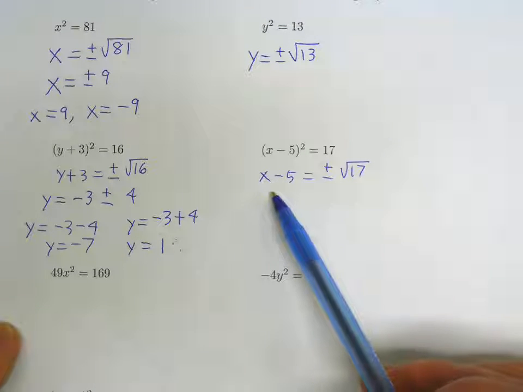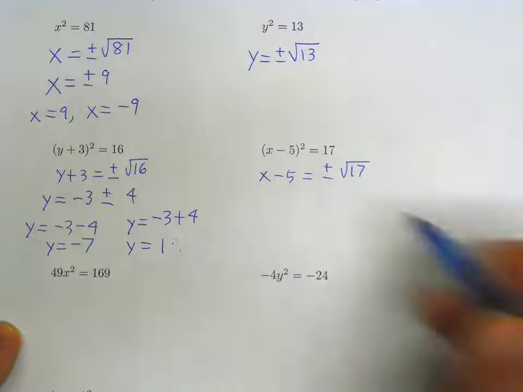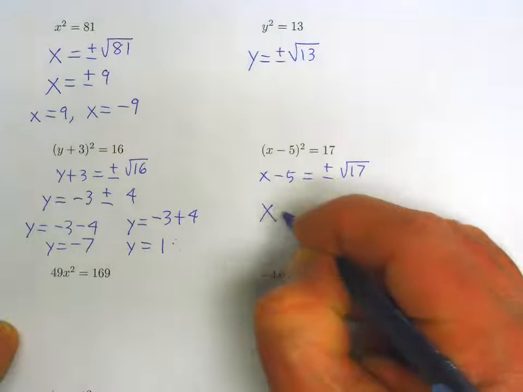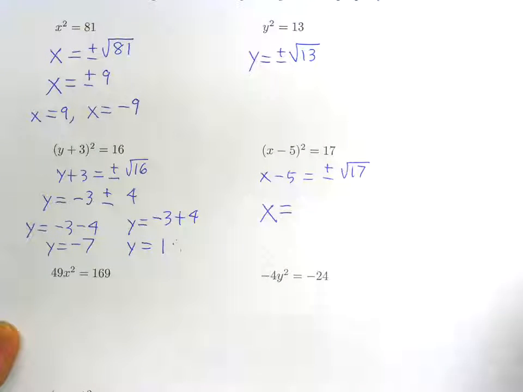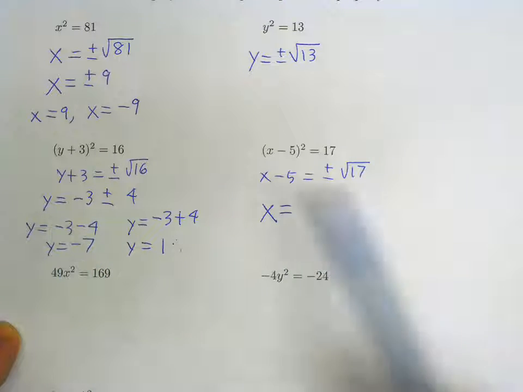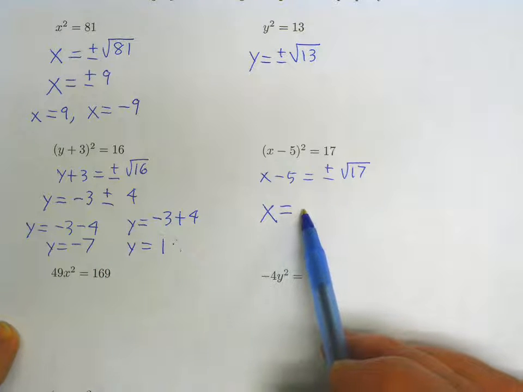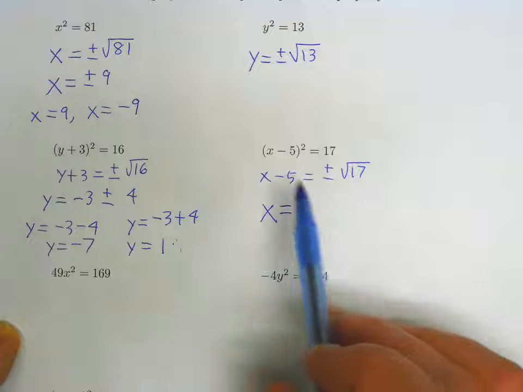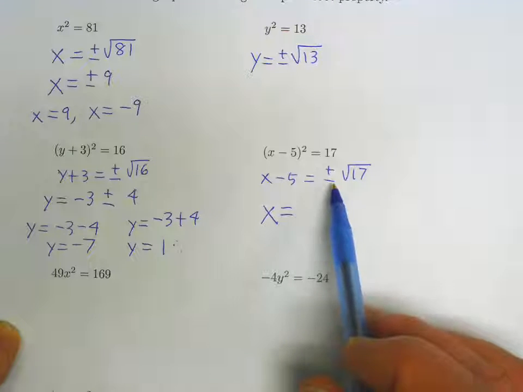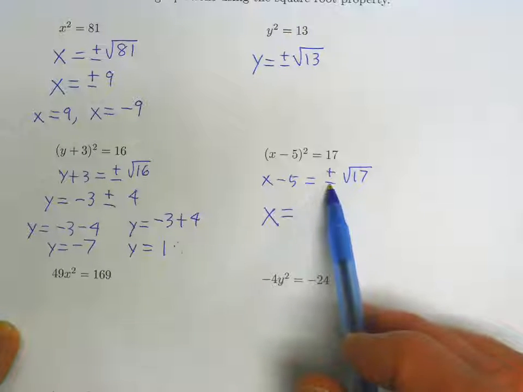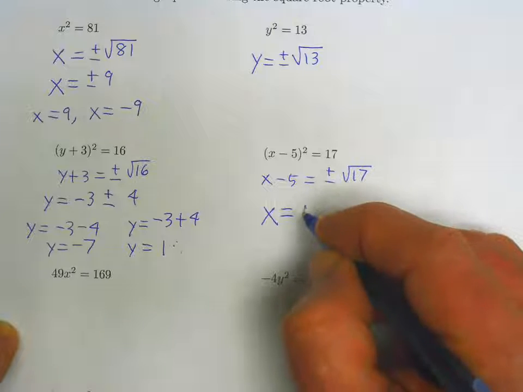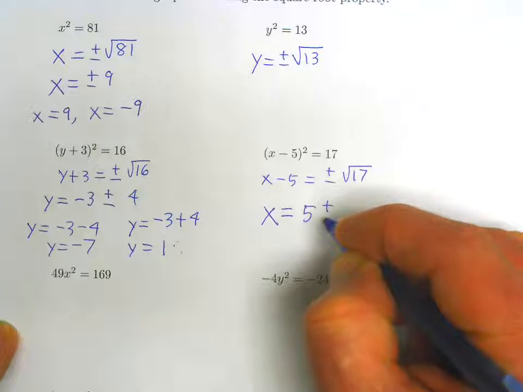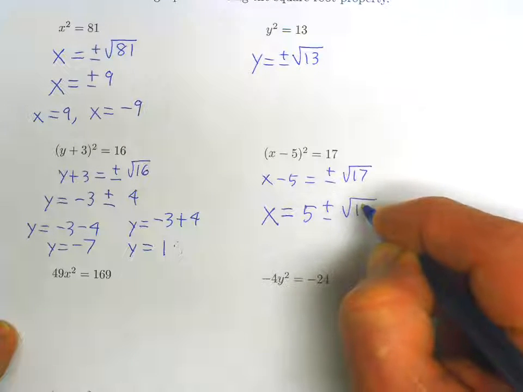And so when we solve for x, we have to add 5 to both sides. So as I mentioned in the previous example, the more conventional way is to put the positive 5 to the left of the positive and negative. And so this is 5 plus and minus the square root of 17.